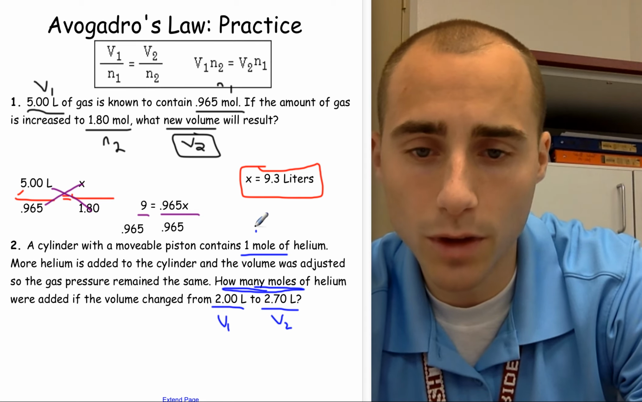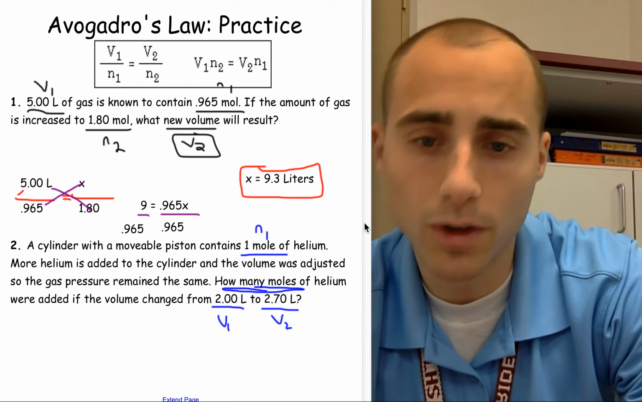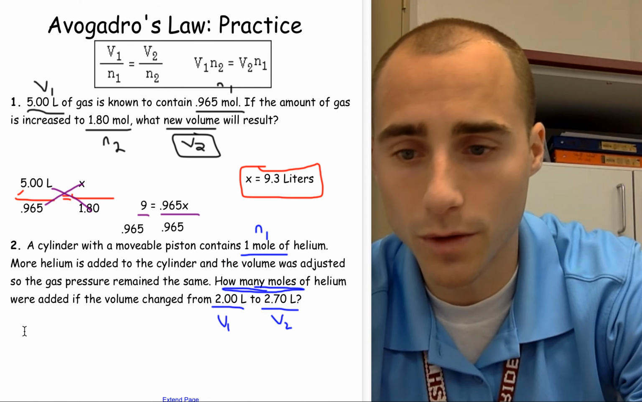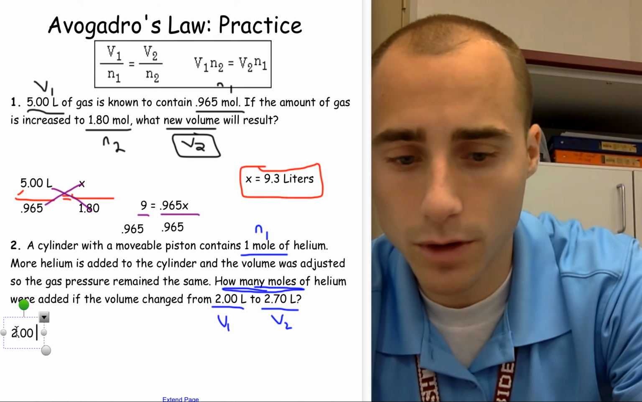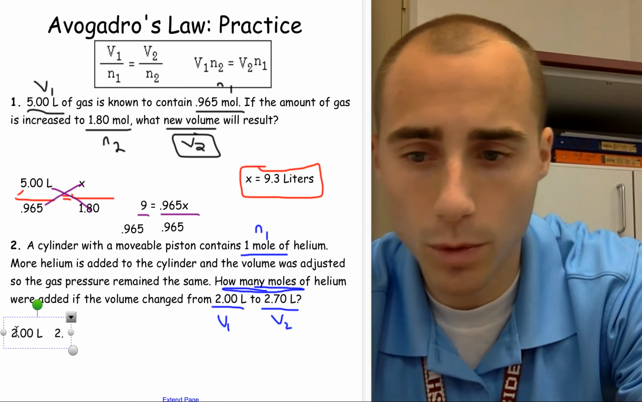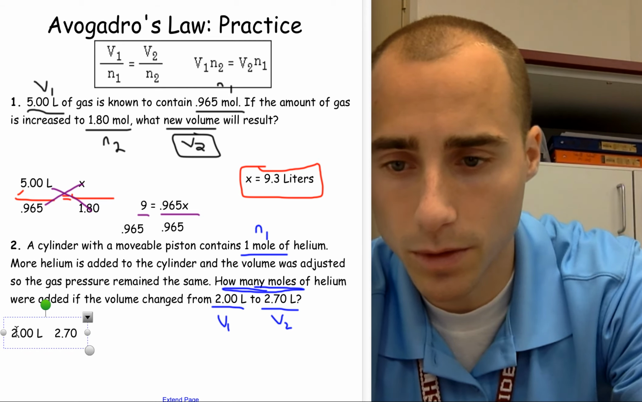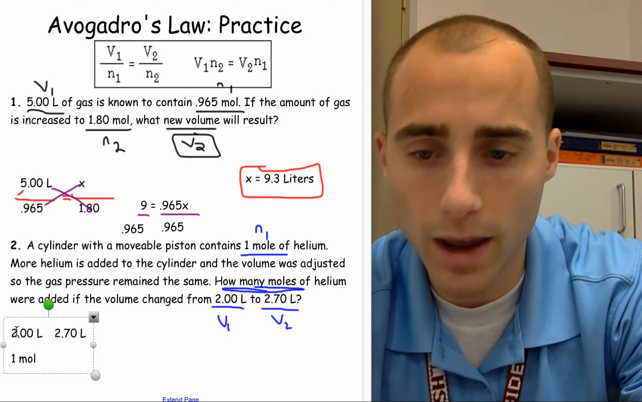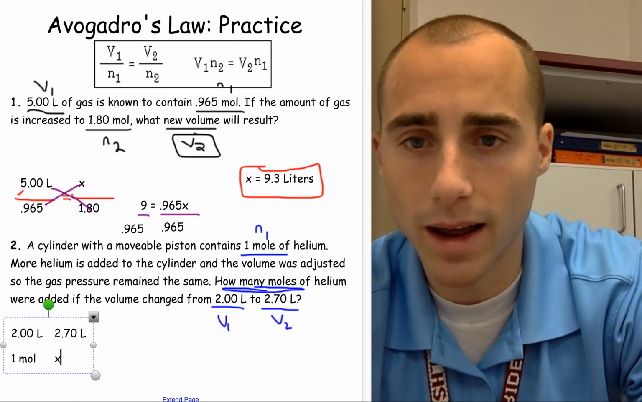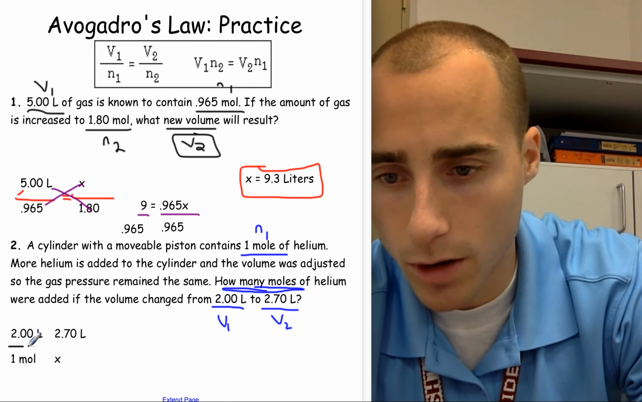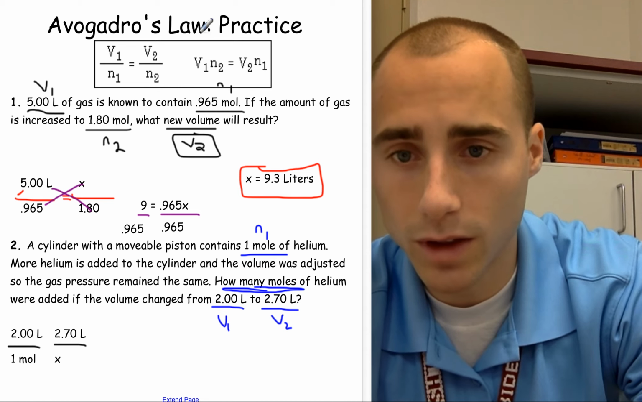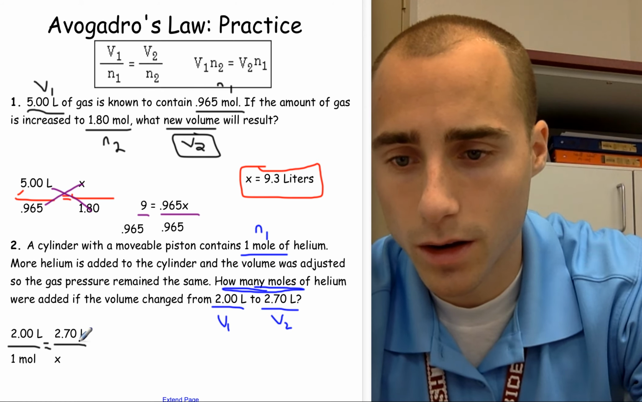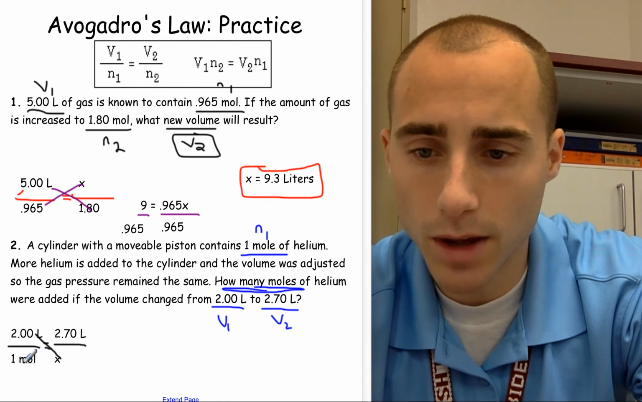And this up here is the only thing of moles we've been given, so that is going to be our N1. We are solving for N2. N2 is going to be our unknown. So our volume 1, 2.00 liters. Our volume 2, 2.70 liters. Our N1 is 1 mole. Our N2, we don't know, so we're going to label that as X. Set up our proportion here using this equation written above. And then we cross multiply.